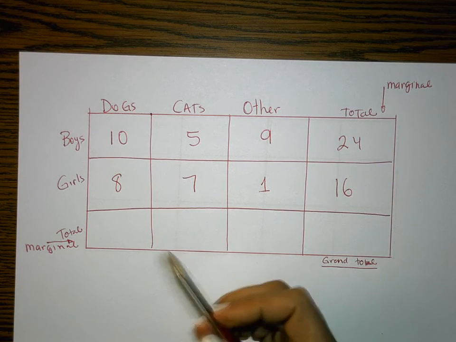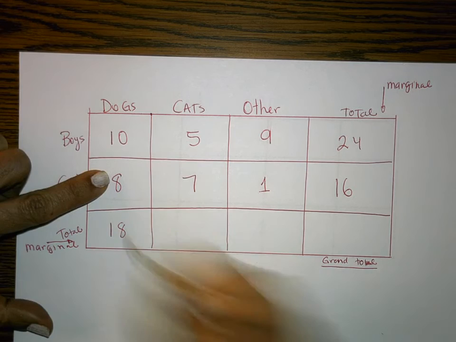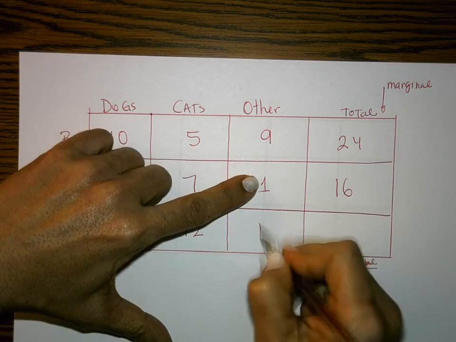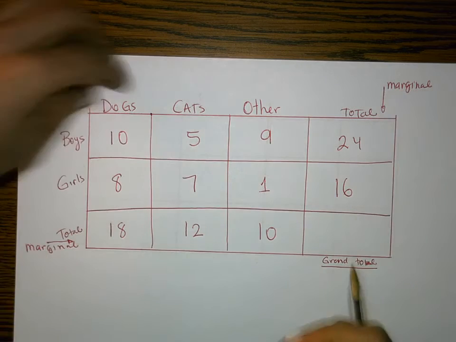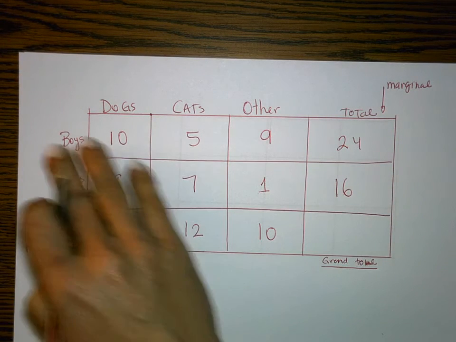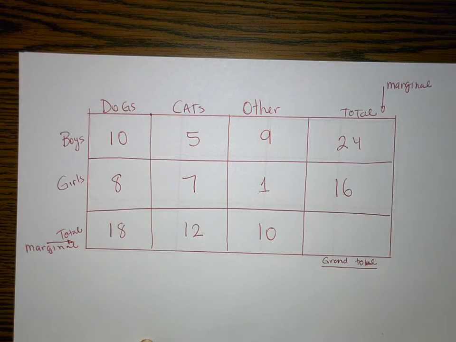Now let's find the columns. That would be 10 plus 8, which is 18, 5 plus 7, which is 12, and 9 plus 1, which is 10. So these are my column totals, and these are my rows, and these are my columns. Okay, columns and rows.